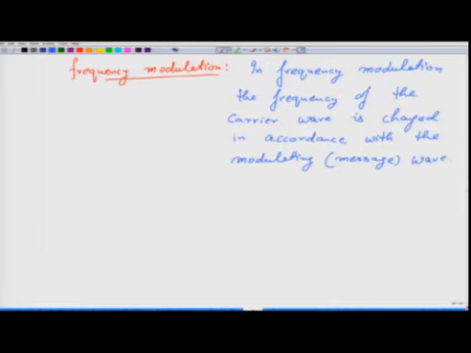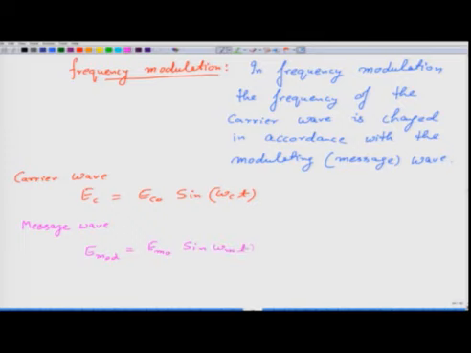So, if we represent the electric field of the carrier once again as E_c = E_c0 sin(omega_c t), this is our carrier wave, and the electric field of the message wave, or let us say modulating wave, as E_mod = E_m0 sin(omega_m t).